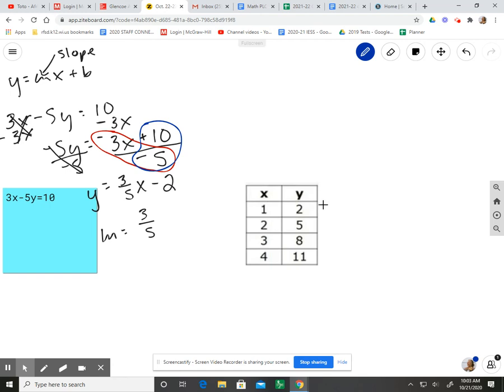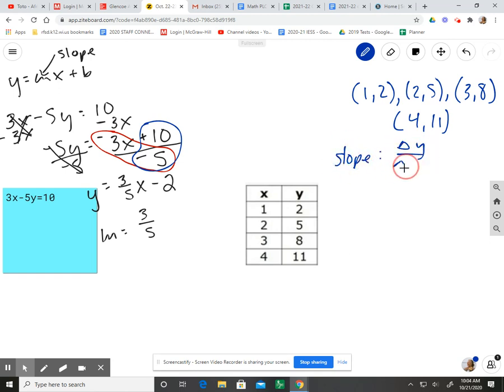Each of these values is a point. So points on our line would be 1, 2, then 2, 5, that's a point on our line, the point 3, 8, and the point 4, 11. So these are all points on our line. Instead of writing these out as points, we don't have to do that. We can just find our change in y. Slope again is a change in y over change in x.